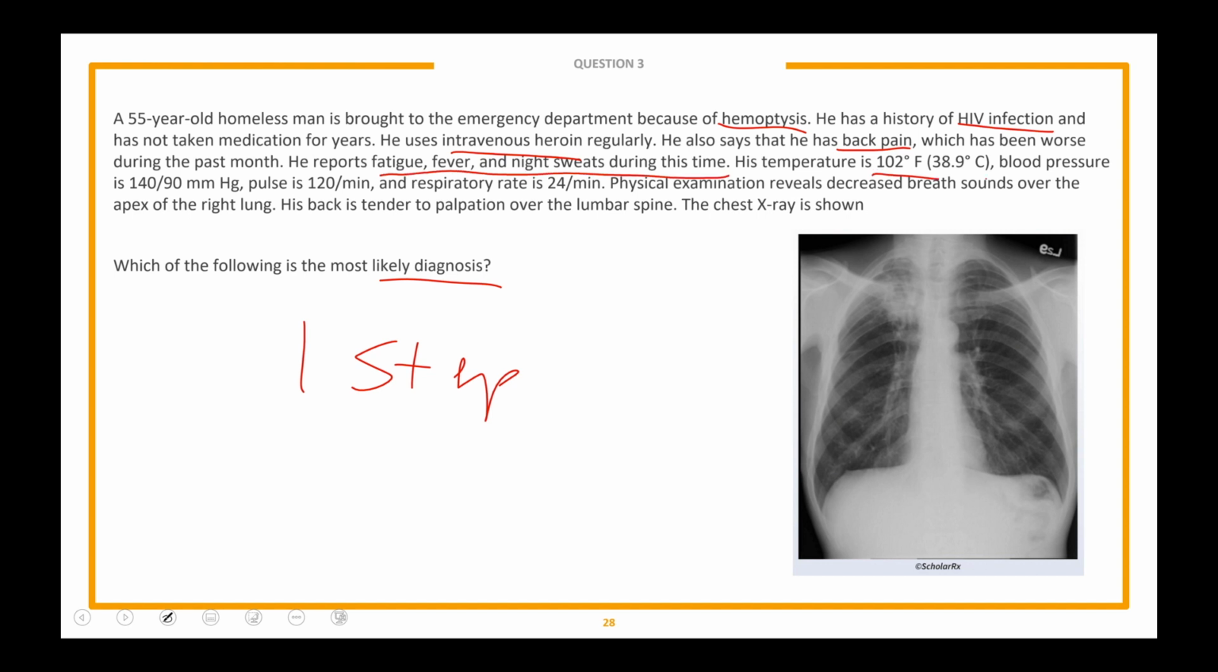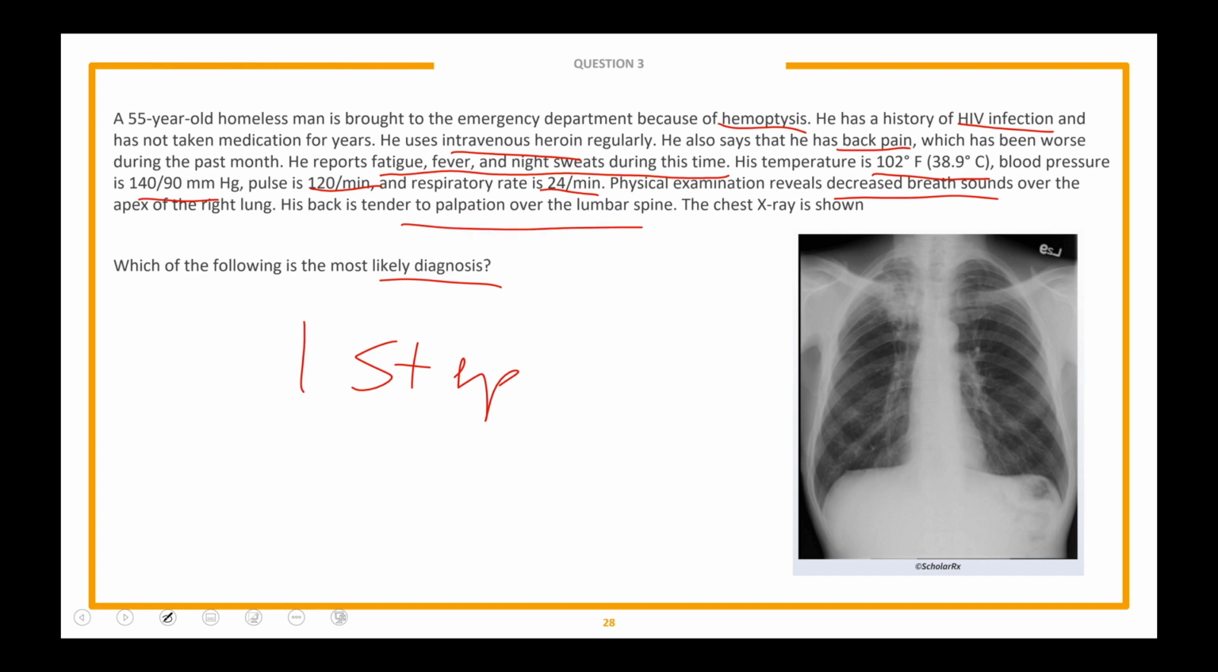His temperature is 38.9 or 102 degrees Fahrenheit. Blood pressure is 140 over 90. Pulse is 120. And respiratory rate is 24. Physical exam reveals decreased breath sounds over the apex of the right lung, and his back is tender to palpation over the lumbar spine. The chest x-ray is shown.